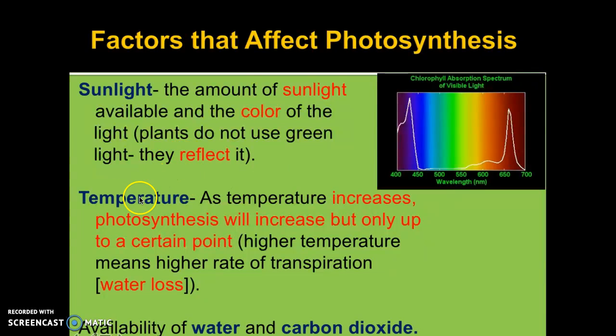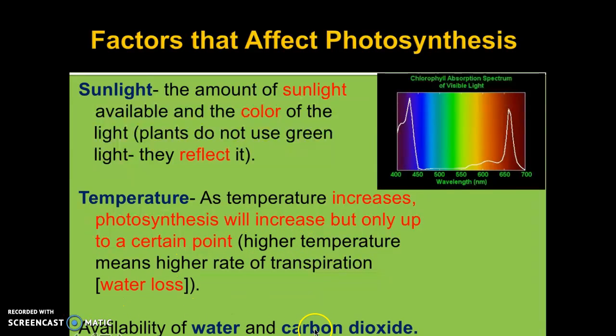Another thing that affects the amount of photosynthesis that plants do is temperature. As temperature increases, photosynthesis will also increase, but only up to a certain point. Obviously, if the temperature gets way too high, the higher temperature means a higher rate of transpiration or water loss. So eventually, the plant is not going to be able to do photosynthesis anymore.